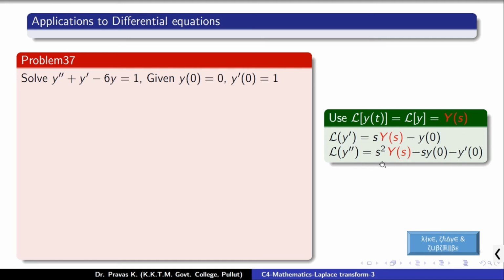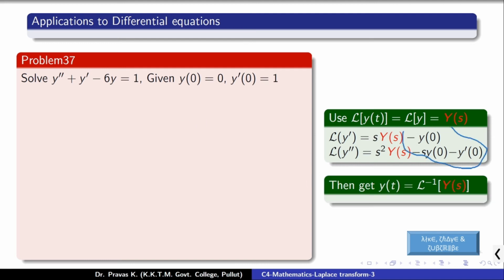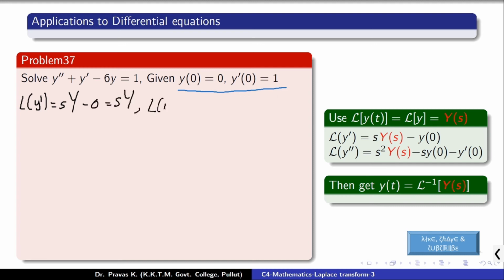Now since we have the expressions of L of y dash and L of y double dash and the initial conditions, you can rewrite this: L of y dash is equal to s times capital Y of s, and from this problem onwards let us write capital Y of s as capital Y only. So you have L of y dash is equal to just sY, and L of y double dash is equal to s square Y minus 1.